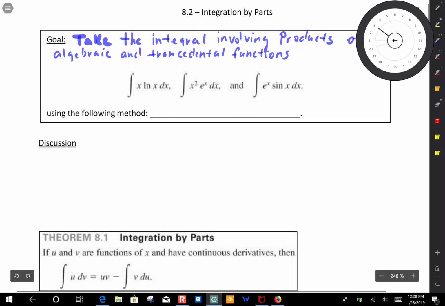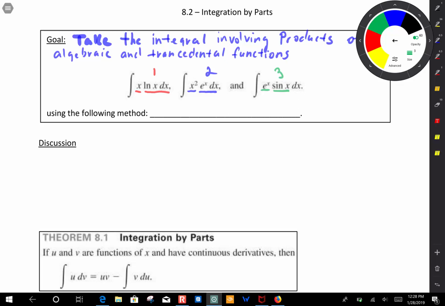So if you notice here, look at these three integrals. I got integral 1 here, integral 2 here, and integral 3 here. Notice you have two functions being multiplied. In integral 1, I have x times the natural log of x dx. In integral 2, I have x squared times e^x dx. And in integral 3, I have e^x times sine x. You're taking the integral involving products. And so in 8.2, when we talk about integration by parts, this lesson is going to teach you how to take the integral of those types of integrals.